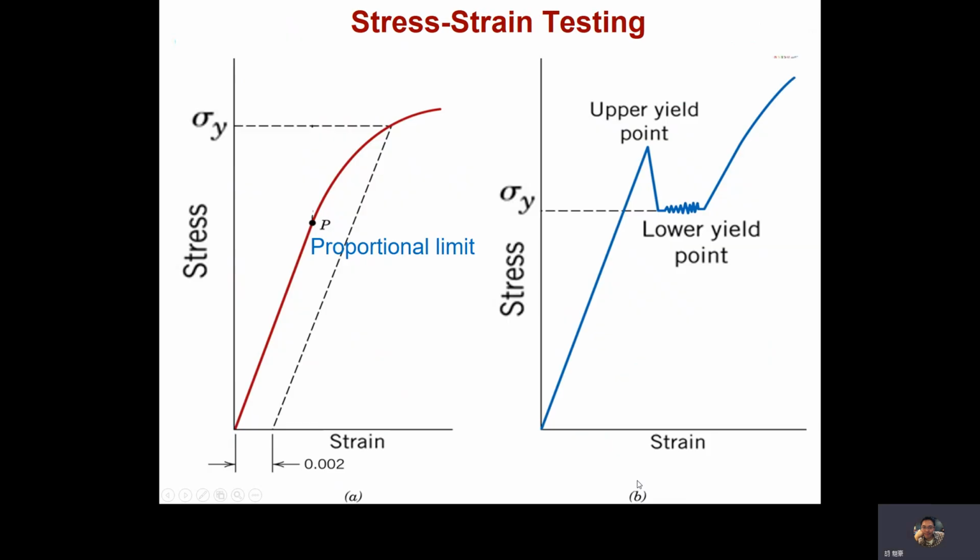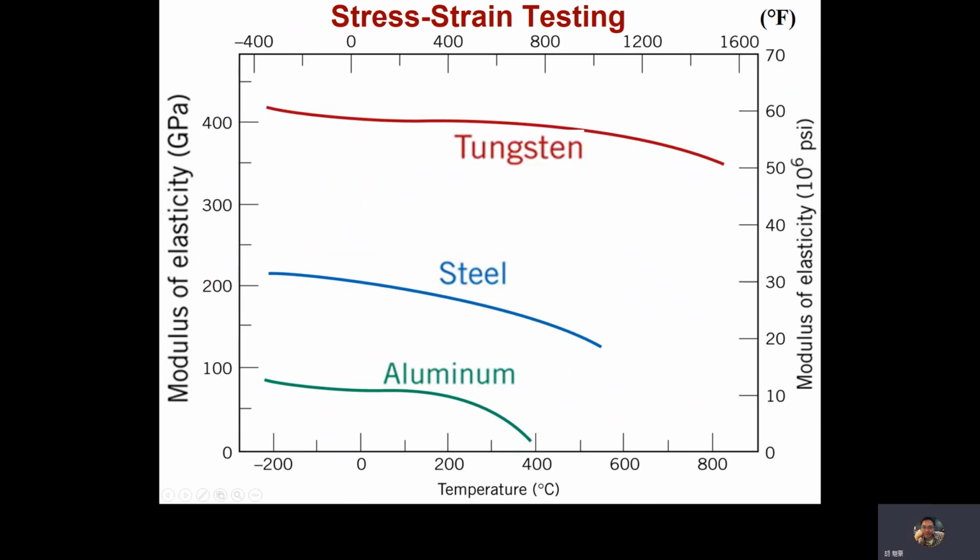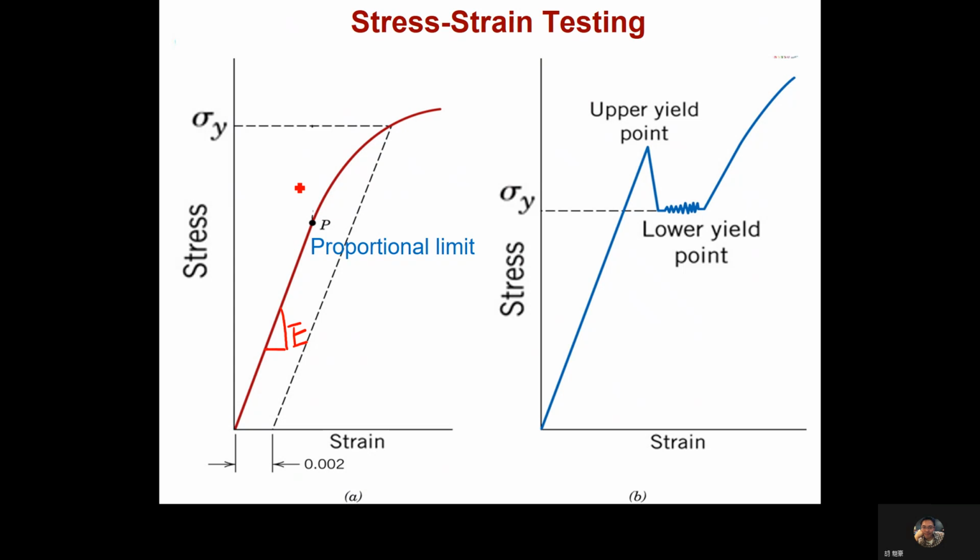Okay, so let's look at the behavior of the tensile test. Running the tensile test for a metal or alloy, what kind of mechanical properties can we figure out? I already mentioned that the slope within this elastic region is called Young's modulus E. And in the proportional region, we can figure out a point called the proportional limit.